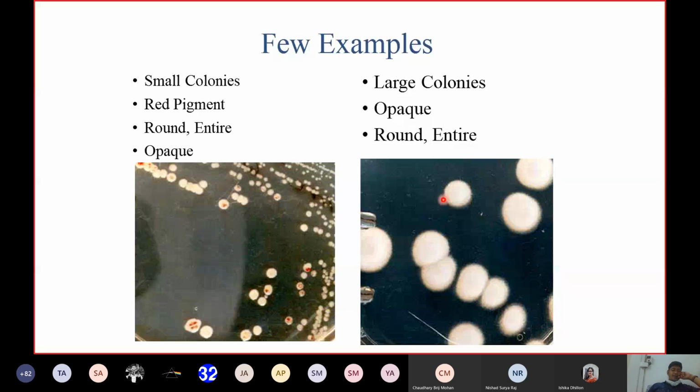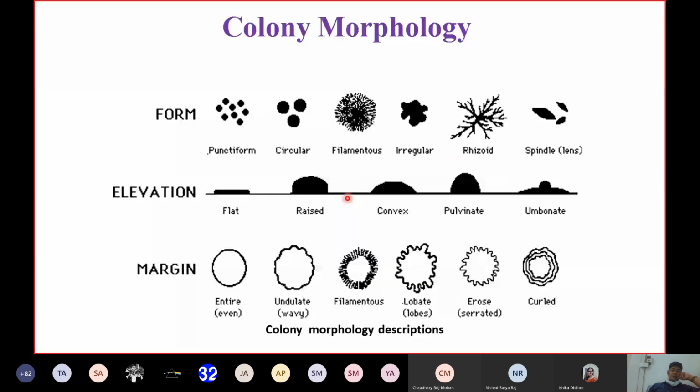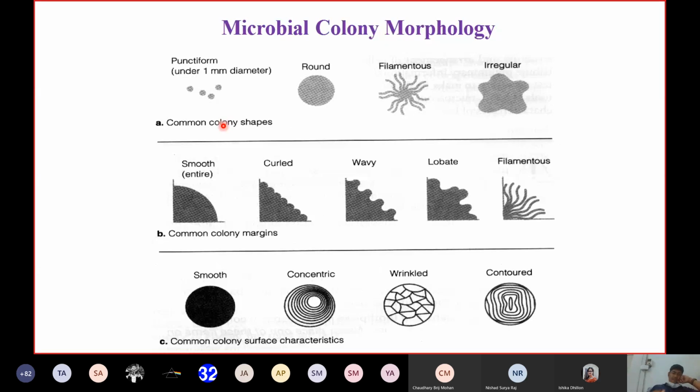Beyond that, we can see the elevation. Some bacteria will produce flat colonies, some will produce raised colonies, some will make convex colonies, some will make umbonate colonies, and some will make, instead of umbonate, a depression here. We say these are Dorfman colonies, or colonies like carom coins. And margin and form we have already discussed. This is just a repetition of what we have discussed earlier. Different colony sizes and margins.